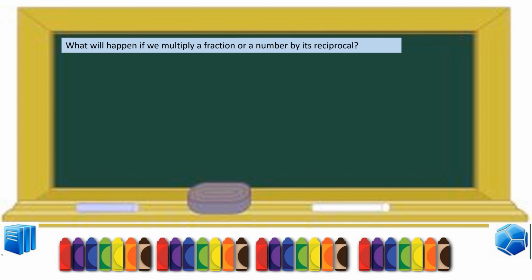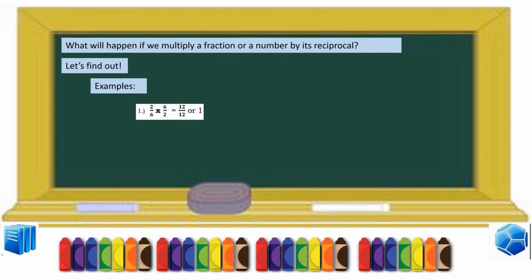What will happen if we multiply a fraction or a number by its reciprocal? Let's find out. Examples. Number 1. 2/6 times 6/2. 2 times 6 equals 12. 6 times 2 equals 12. 12 divided by 12 equals 1. Example number 2. 1/6 times 6/1. 1 times 6 equals 6. 6 times 1 equals 6. 6 divided by 6 equals 1.